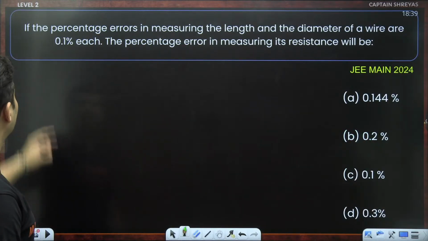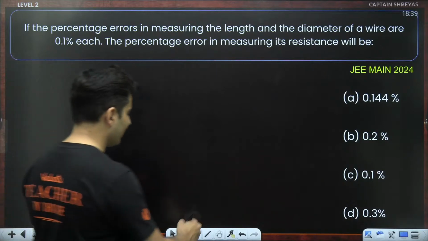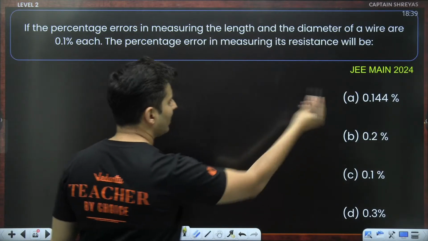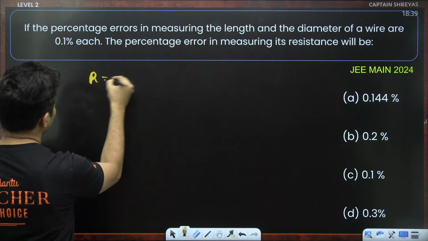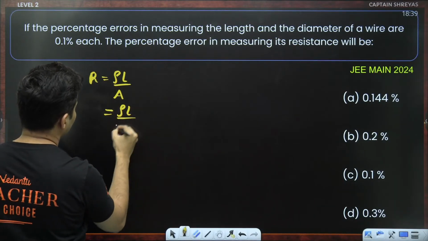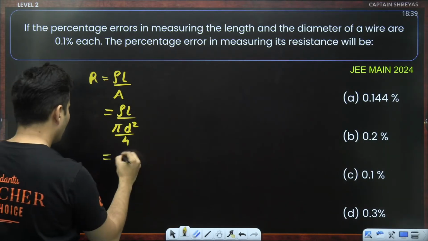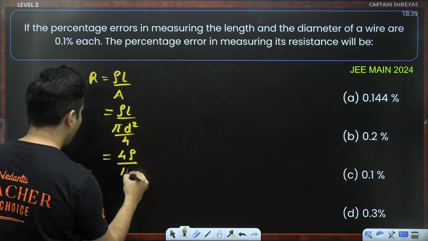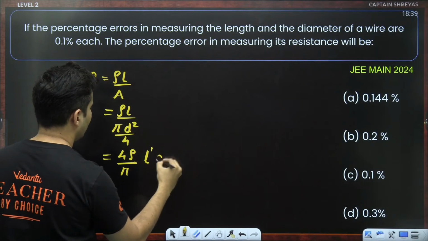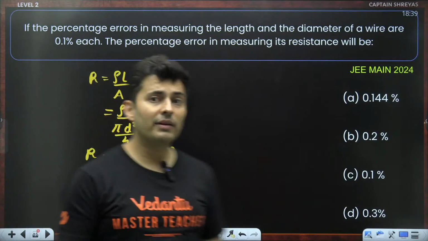How about this? The percentage error in measuring the length and the diameter is given; what is the percentage error in the measurement of the resistance? They have combined two chapters together in JEE Mains 2024. Resistance is rho L by A, and area is pi diameter squared by 4. Take 4 to the top: 4 rho by pi, length on the top, diameter raised to the power -2. So that is what resistance is in power form.